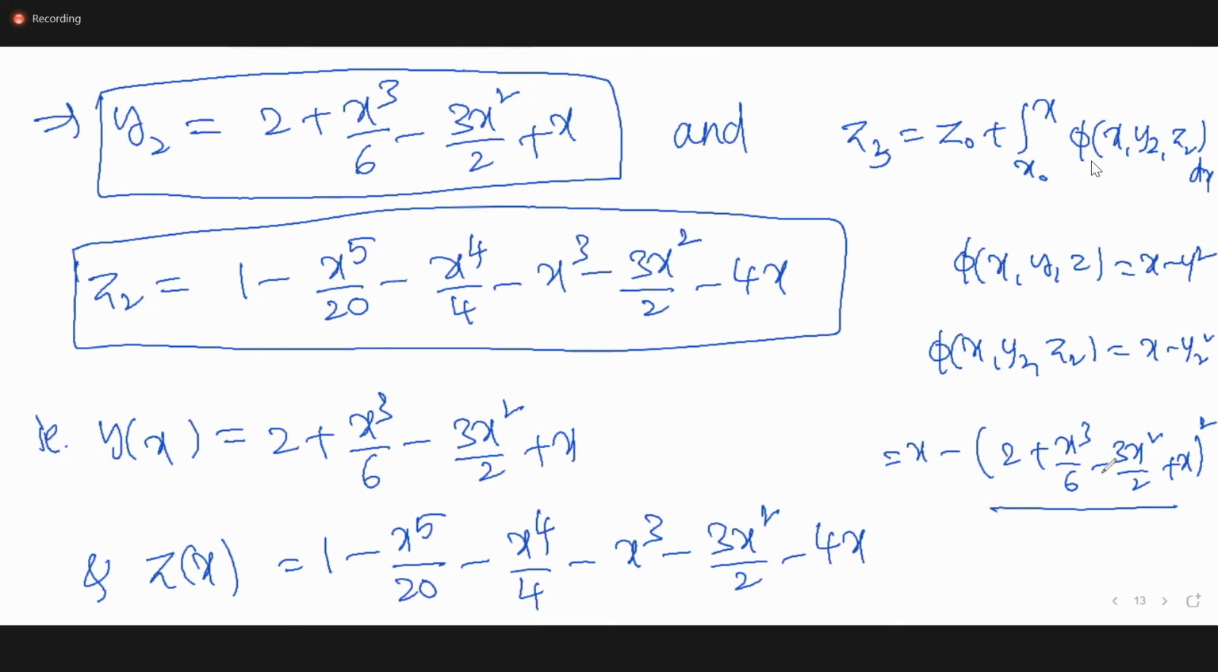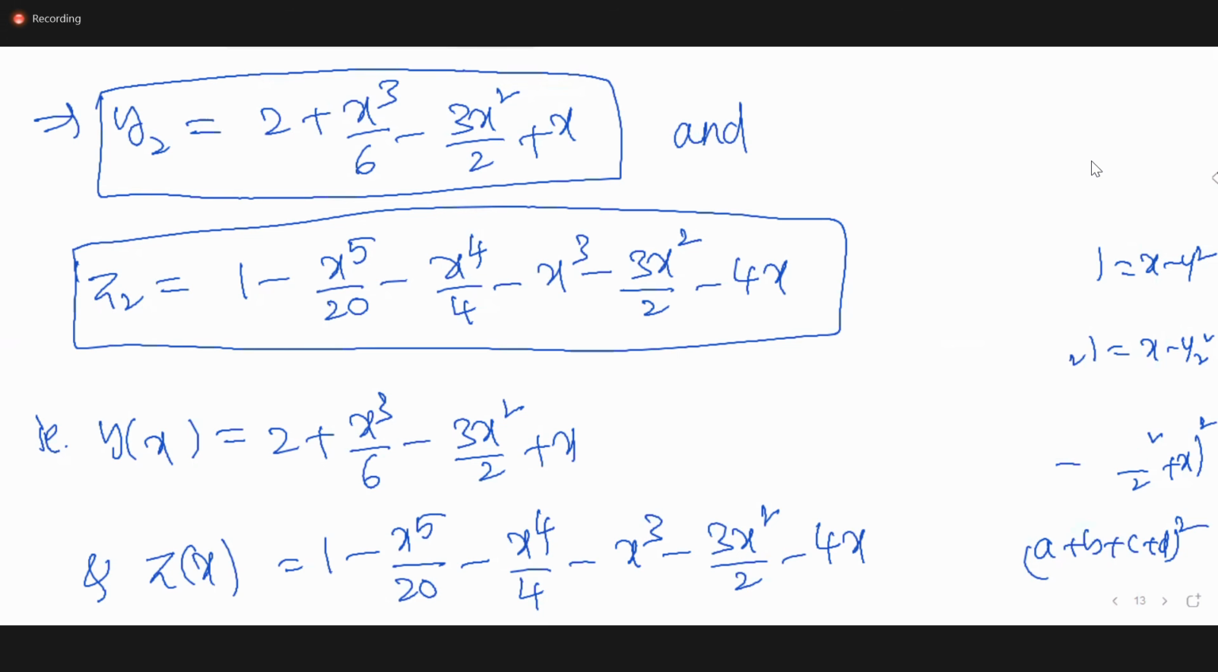It is in the form of a plus b plus c plus d whole square. So it is very difficult to find the expansion of this type of algebraic expression. So we stop up to the second approximation only. It is very difficult to find the third approximation using y2 and z2.